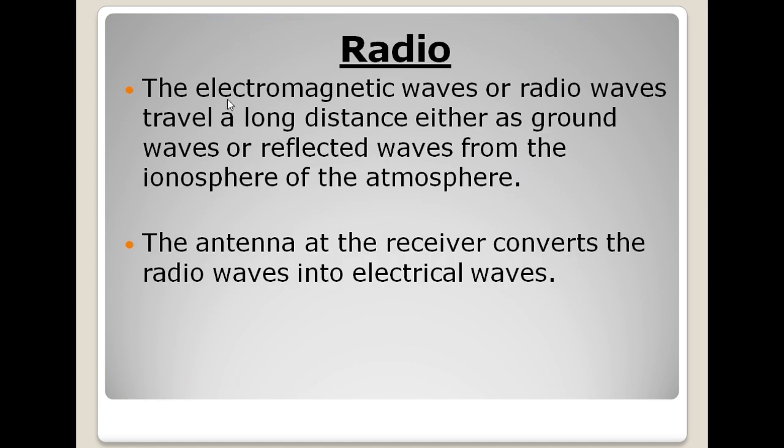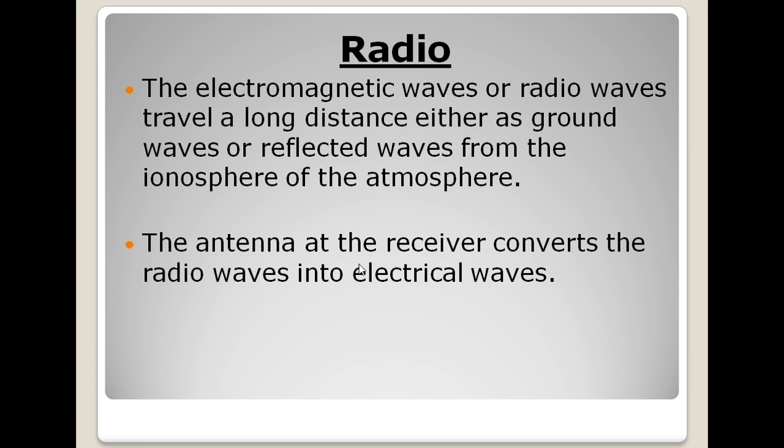Now radio. The electromagnetic wave or radio waves travel a long distance either as ground waves or reflected waves from the ionosphere of the atmosphere. We know that atmosphere has different spheres. One of the important spheres is the ionosphere. So the radio wave is reflected from the ionosphere of the atmosphere. So we are getting the information about the radio wave that it can travel a long distance.